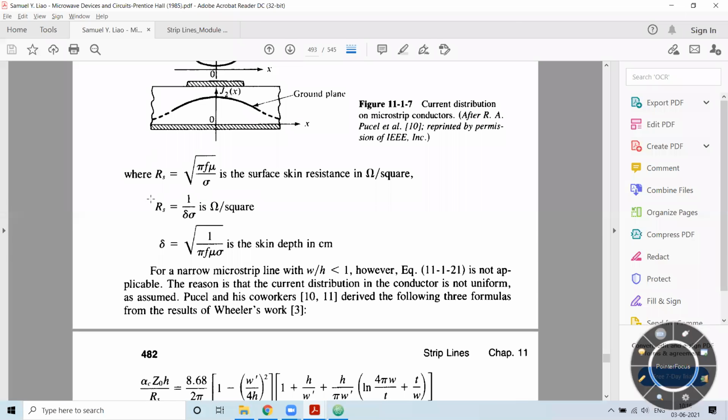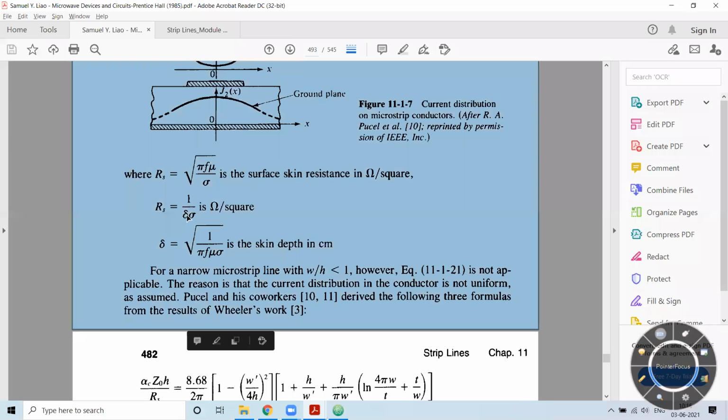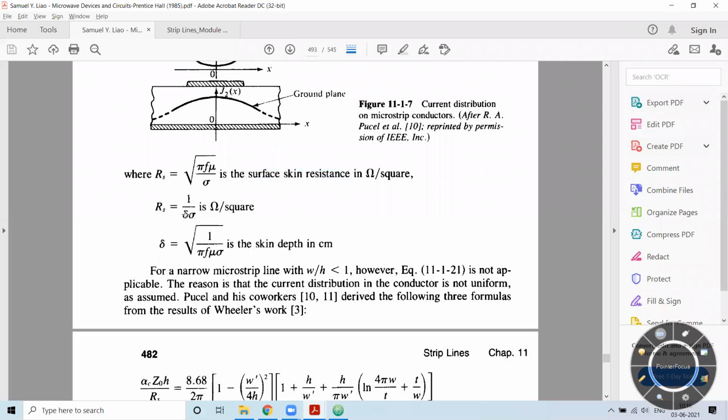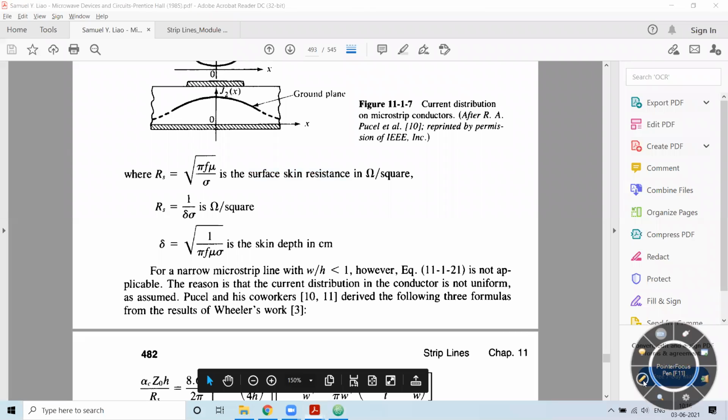So this one, surface resistance, which we sometimes term as surface skin resistance, is given by square root of pi f mu by sigma. Or if it is associated with the skin depth, it will be given by 1 by delta into sigma, where delta is given by this parameter, that is square root of 1 by pi f mu into sigma, and this one will be in terms of centimeter.